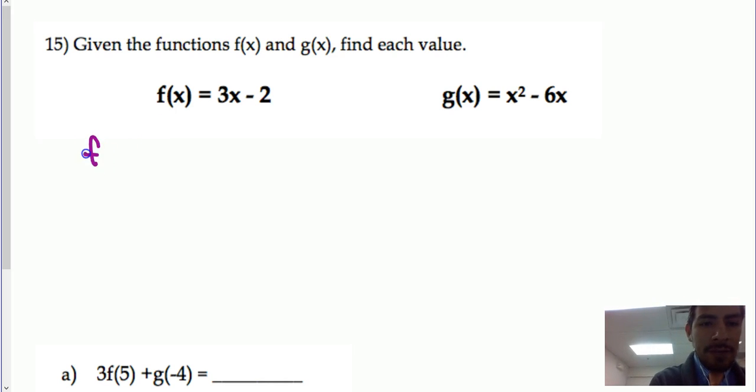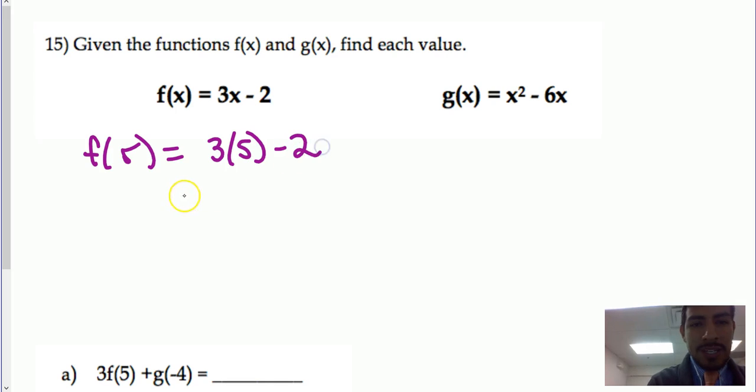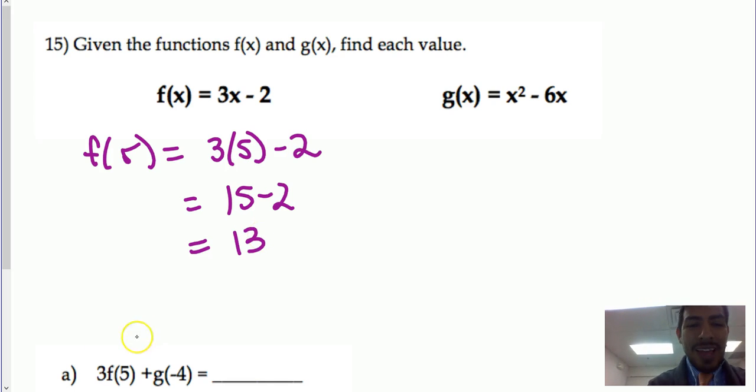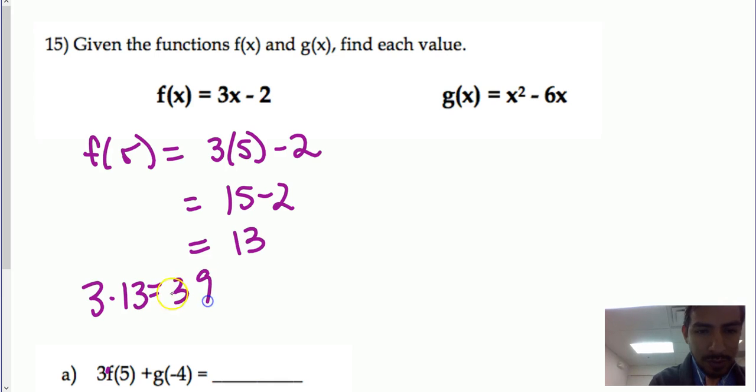f of 5 means I am taking the input 5 for x and plugging it into my equation, and I get my output of 13. But then it says 3 times f of 5, so there's a little times here that you can't see because it's so tiny, and we're going to do 3 times 13. And this one part is 39. Now the other part, plus.